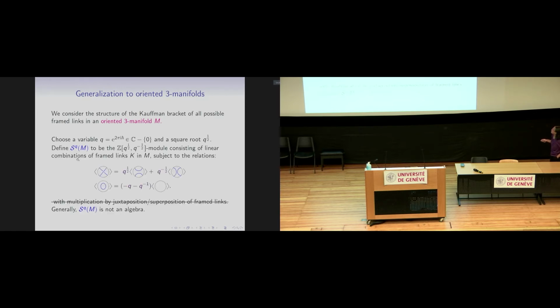So suppose you take a 3-manifold, and now we play the same game. We take all the possible links in that 3-manifold, take linear combinations of them, and mod out by these relations. But now, because you're in an arbitrary 3-manifold, there's no obvious sense of up or next to or on top of, and so you don't get this nice multiplication structure. All you get is that it's a module. So it's a priori not an algebra.